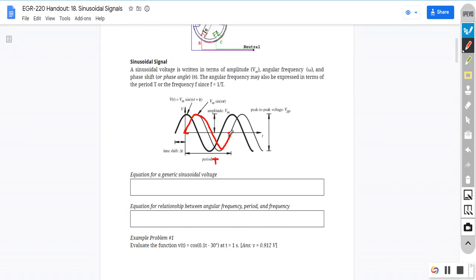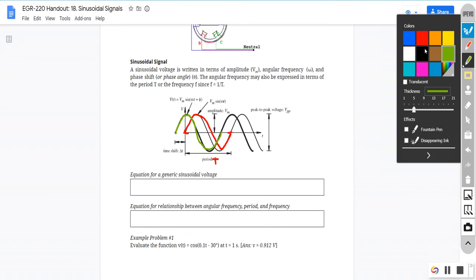There's also this other curve here, this green one. If I highlight it from when it crosses zero to when it crosses zero, that is also one period. It's actually the same period, they're just in different phases. We can calculate the phase difference by looking at the difference.